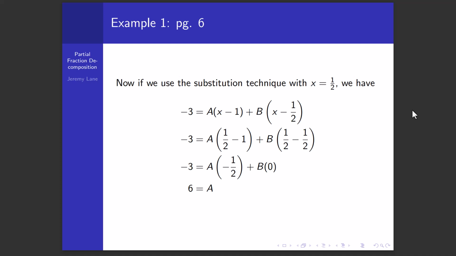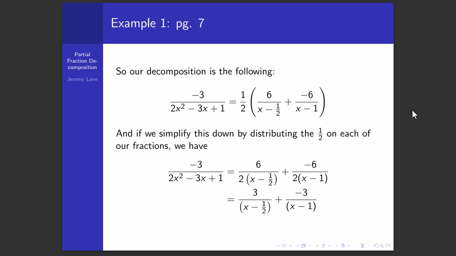If we use the substitution technique with x equal 1/2, this eliminates the b constant, and we have 6 equal to a when we go through the details of the arithmetic. So our decomposition can be rewritten as follows. The rational function -3 divided by 2x squared minus 3x plus 1 can be rewritten as 1/2 times the quantity of 6 divided by x minus 1/2 plus -6 divided by x minus 1. Now, if we simplify things down by distributing the 1/2 on each of these fractions, we end up with 3 divided by x minus 1/2 plus -3 divided by x minus 1.